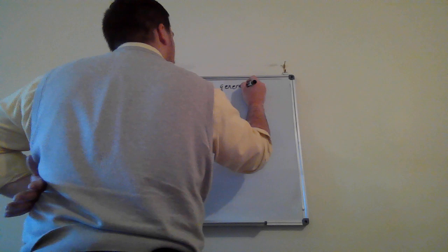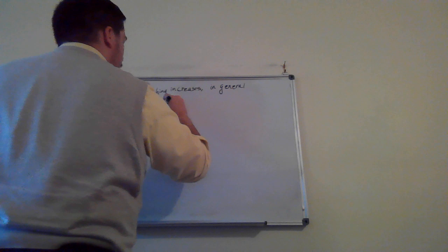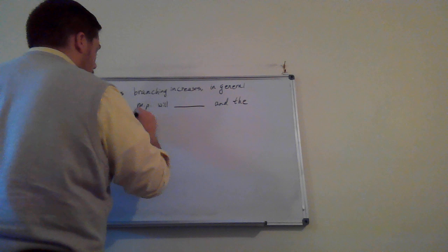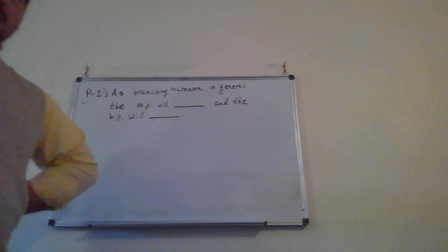Okay? So property one. As branching increases, in general, the melting point will blank, increase or decrease, and the boiling point will blank. So take a second, pause the video.